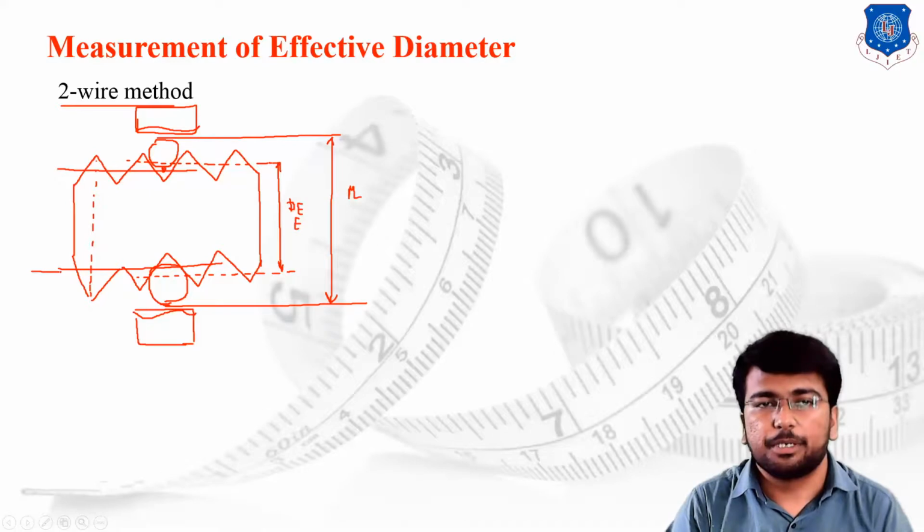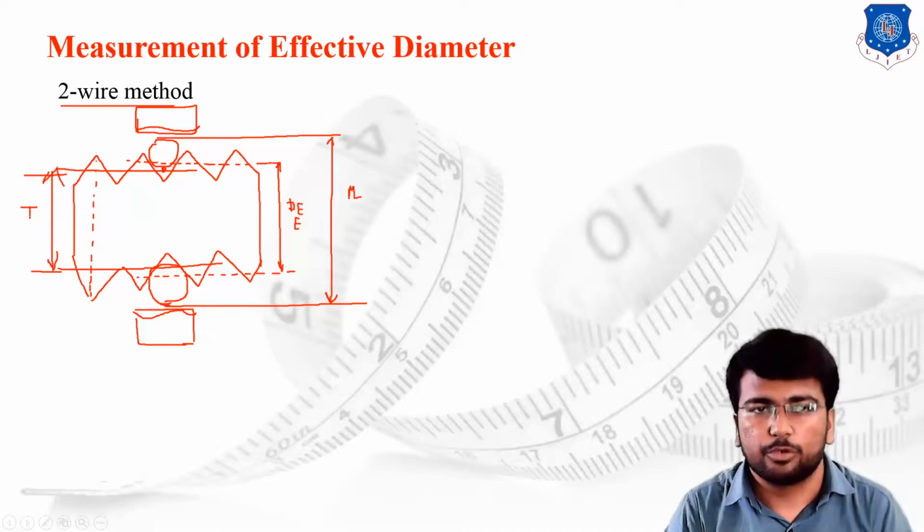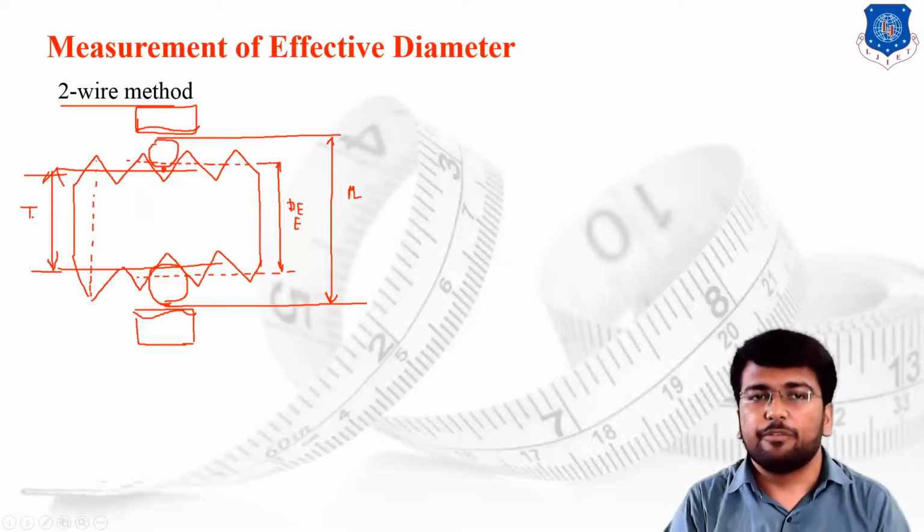We can set the dimension under the wire. I can measure this particular dimension as well, the dimension under the wire. Suppose we give it the name, or notation, T. How can we measure T?